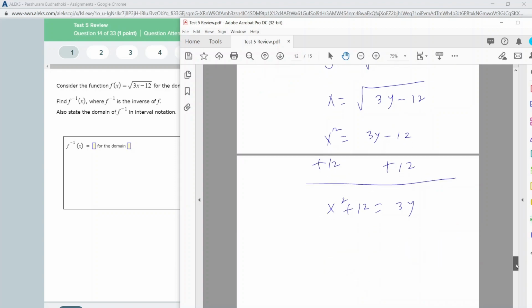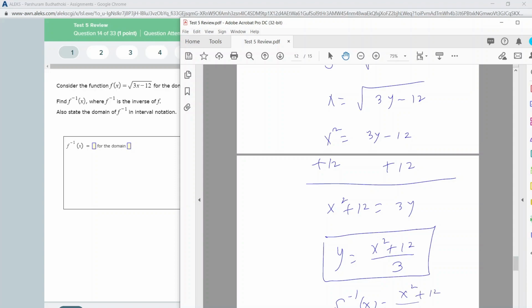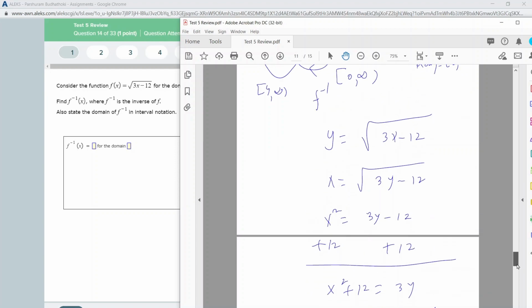So what is the value of y? The value of y is (x squared plus 12) divided by 3, and that is f inverse. F inverse of x equals (x squared plus 12) divided by 3. Okay, so that is our x squared plus 12.